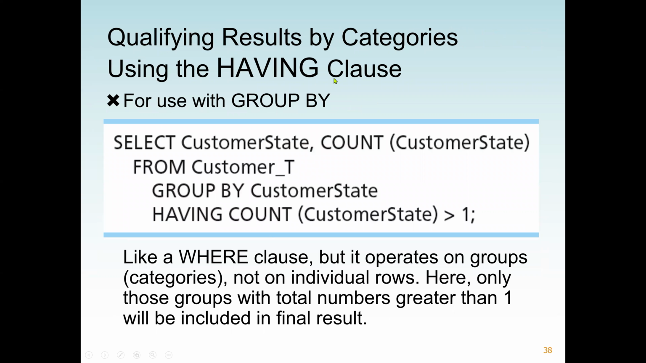We can also use the having clause. So select customer state, we count the number of customer state from the customer table. We group by customer state, putting it in order. Then having count: now we want to count only customer states with a count greater than 1. So here it is like the where clause, but it operates on groups, which are categories, not on individual rows. Only those groups with the total number greater than 1 will be included in the final result. So having count makes it possible for us not to count all the customer states except if the count is greater than 1.